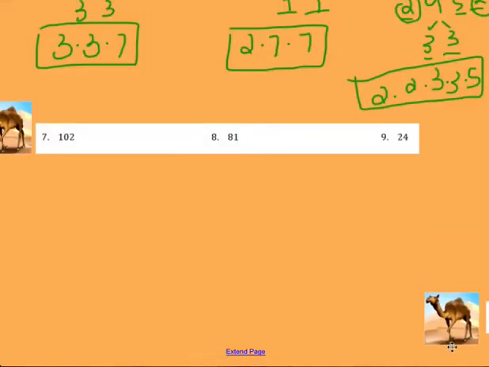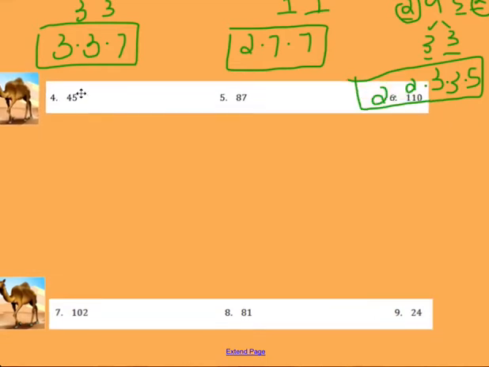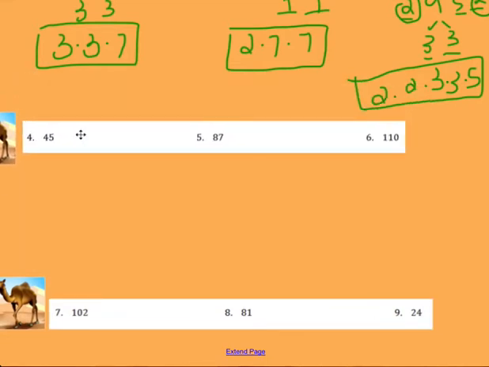All right, let's take a look at 102. Okay, so that's number 7. We want to do the other one first. Okay, let's take a look at 45. Here's another hint. If you see that it ends in a 5, then you know that that number is divisible by 5. So in my calculator, I go 45 divided by 5. Oh, okay, sweet. So I get a 9.